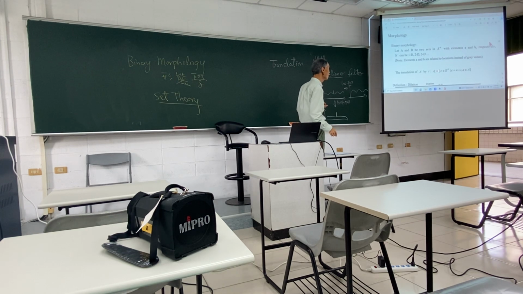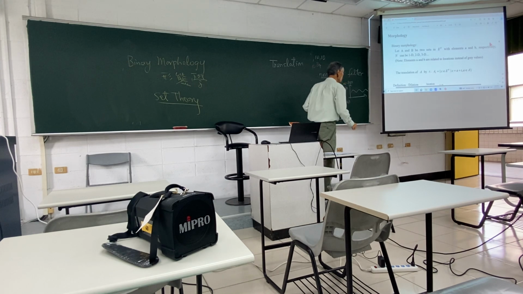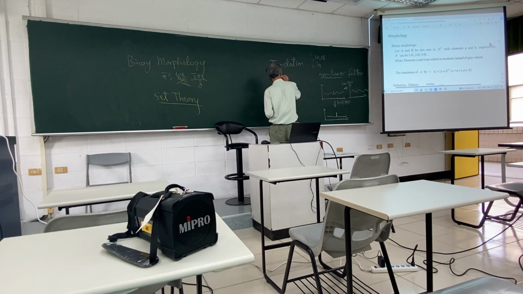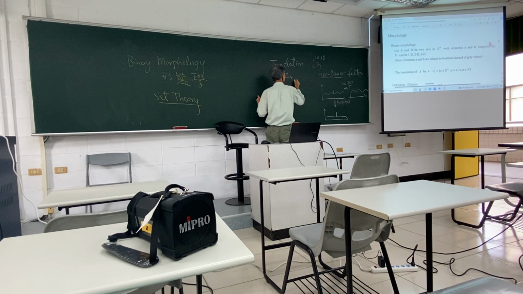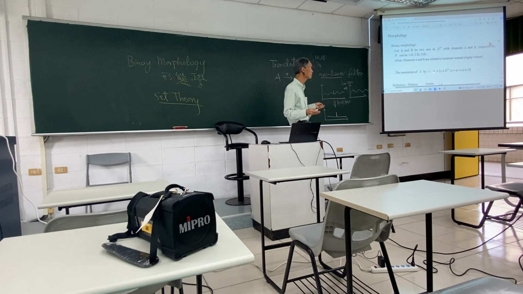That's how we define the translation. Suppose A is the original input, the original binary image. Now we transfer it by T. The notation is A sub T. T is the translation. The translation is only shifting the pixels, by how many pixels.